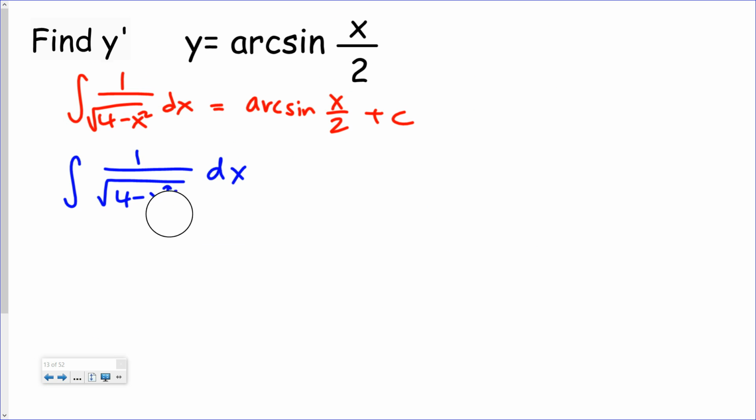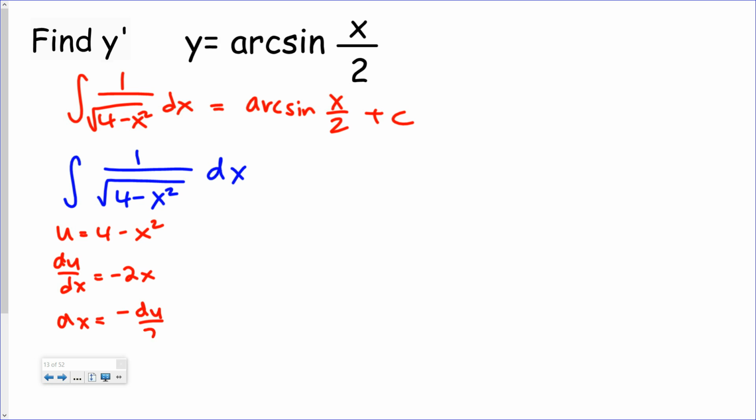Okay, and you know u substitution. So what you always want to do is do u substitution first. And so u substitution would look like this. You'll say, well, u is equal to 4 minus x squared. So therefore, the derivative is equal to negative 2x. And therefore, dx is equal to negative du over 2x.